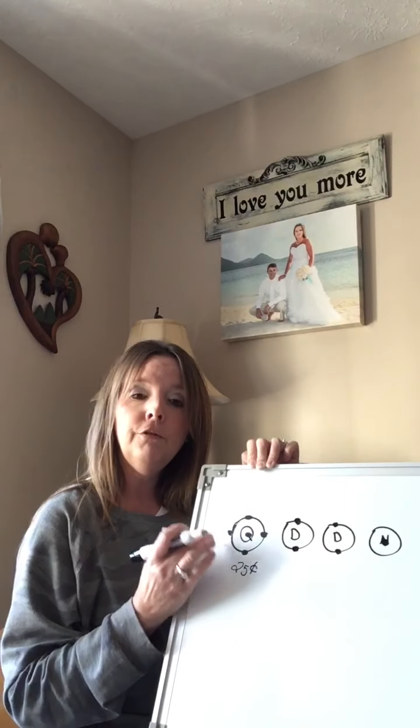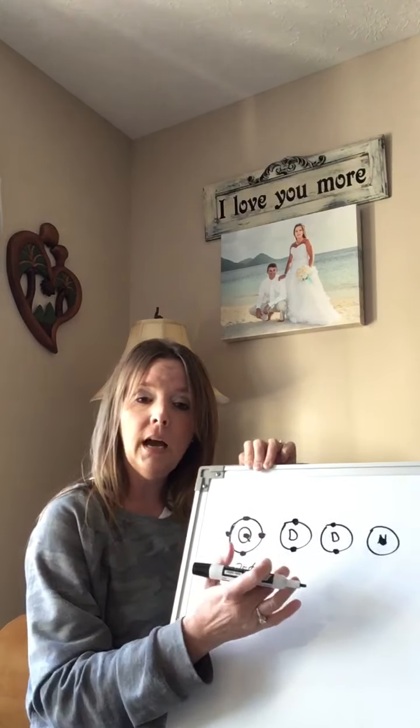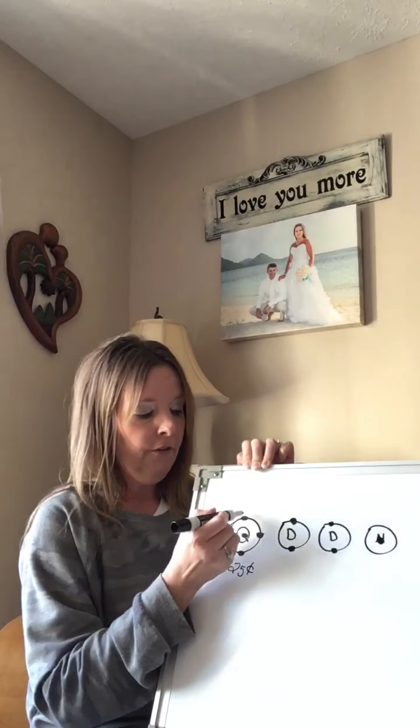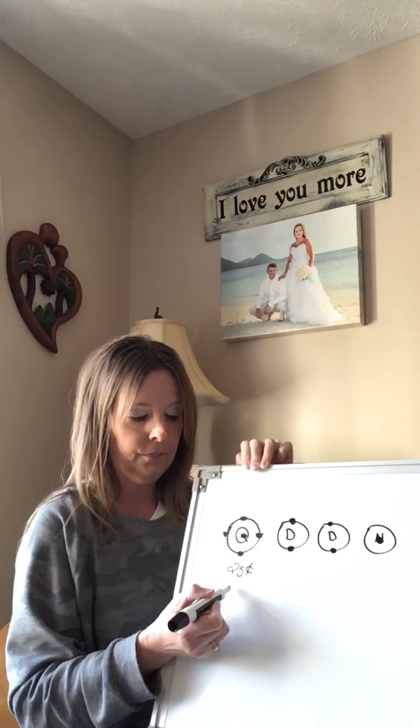Now, we're going to move from counting the quarter by fives to the dimes and then to the nickel to get our total value of money that we have shown here. All right, 5, 10, 15, 20, 25, 30, 35, 40, 45, 50.